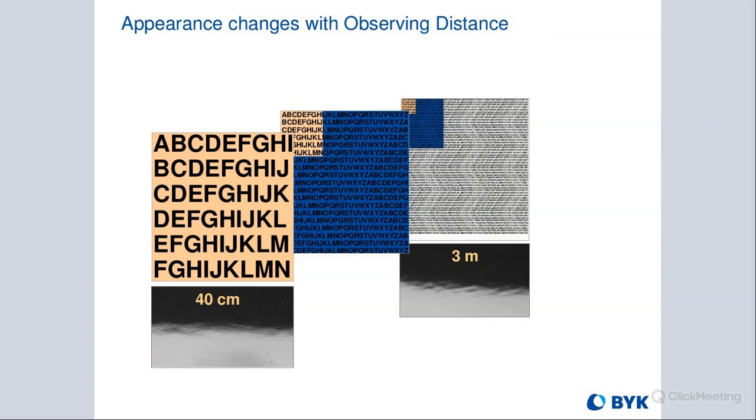And here's an example just to show you what you see from the different distances. At 40 centimeters, you can see the individual A, B, C, D letters themselves. And the farther away you get from the part, you're going to see more of this pattern and not the individual letters themselves. So this is important when you're looking at appearance, because depending on where you're standing from the vehicle, you're going to see different aspects.